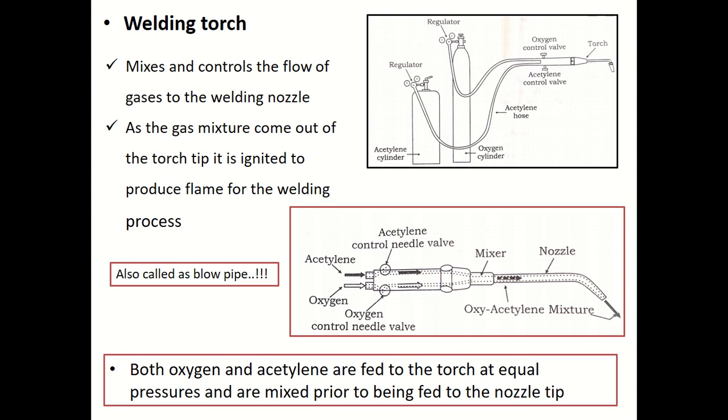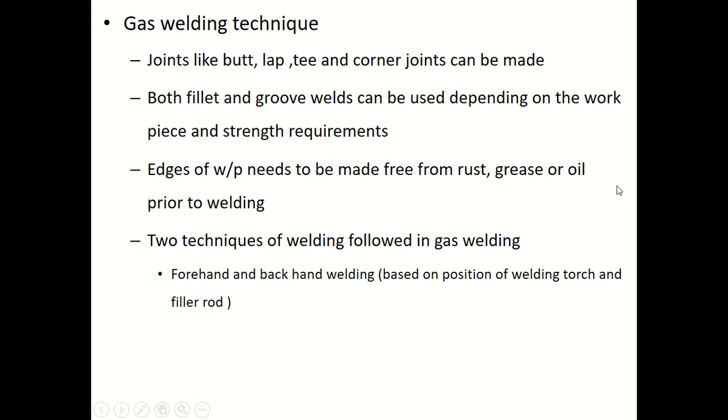And here, as I told you, oxygen and acetylene are fed to the torch at equal pressures and are mixed prior to being fed to the nozzle tip. Now the welding nozzle enables the welder to gauge the flame and direct it towards the welding spot easily. This is a very important part in oxyacetylene welding.